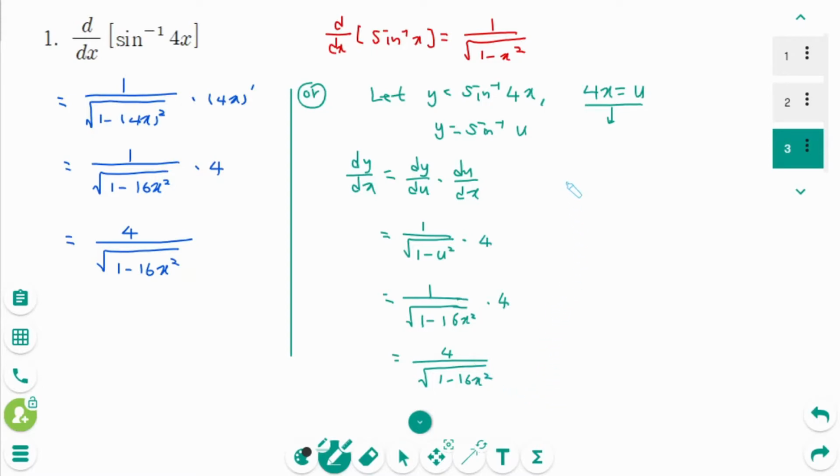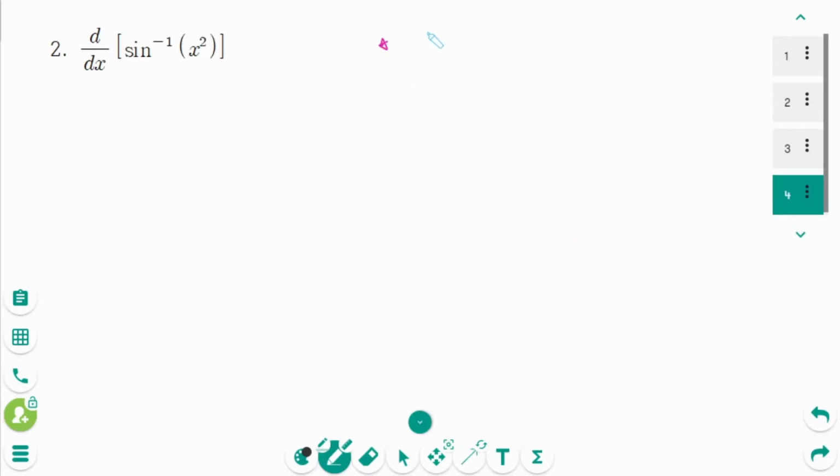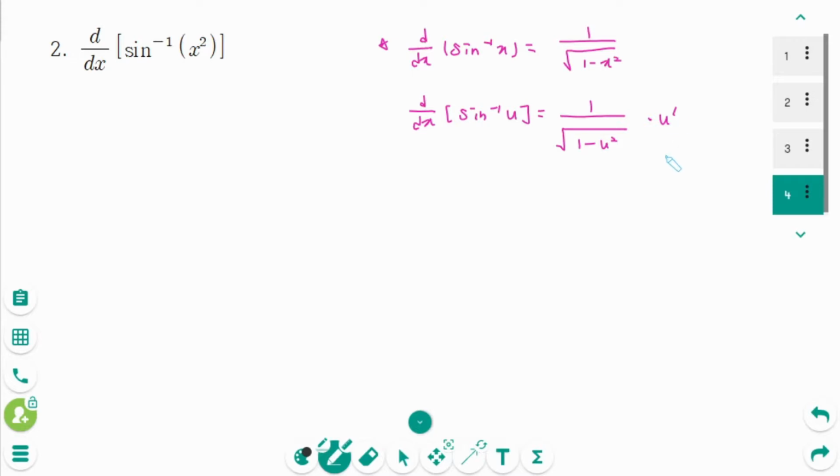So you can think of it as when y equals arc sine of u, then y prime equals 1 over square root of 1 minus u squared times u prime. Question 2. d dx of arc sine of x equals 1 over square root of 1 minus x squared. Then d dx of arc sine of u equals, using the chain rule, 1 over square root of 1 minus u squared times u prime.